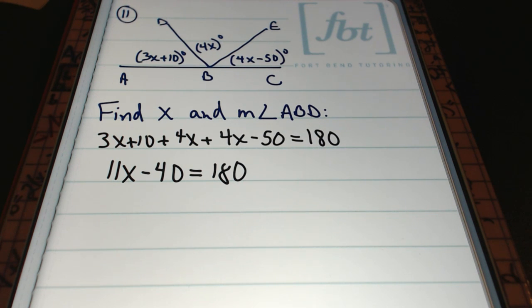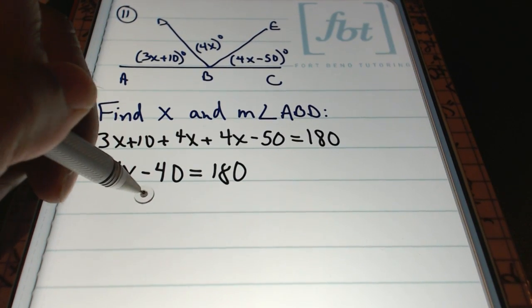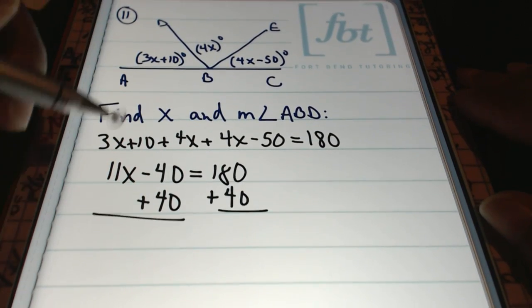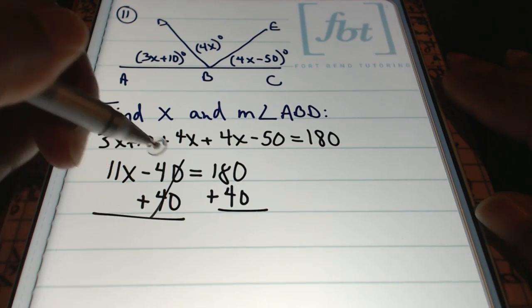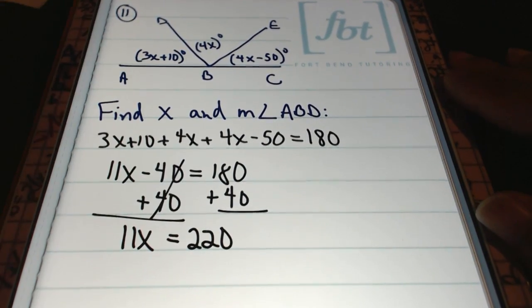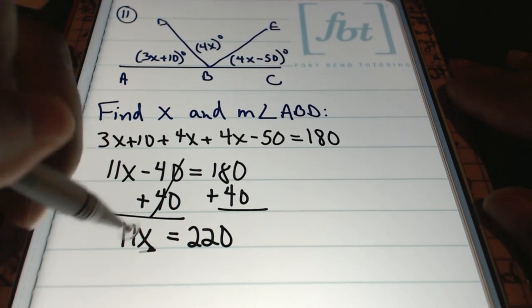Now to isolate the term with the variable, we'll be adding 40 to both sides of the equal sign. So we end up with 11x equals 220. And you better believe we're going to be dividing both sides by 11 now.